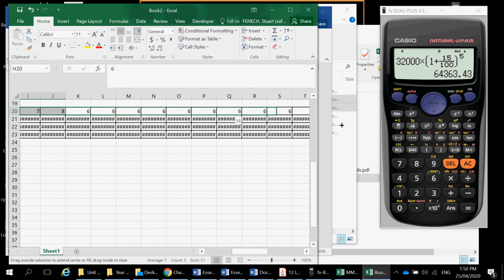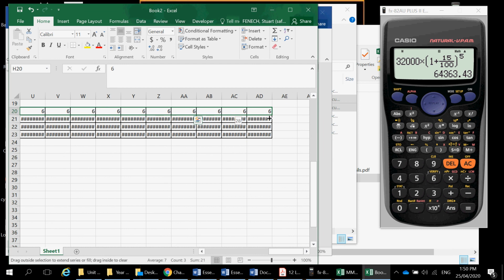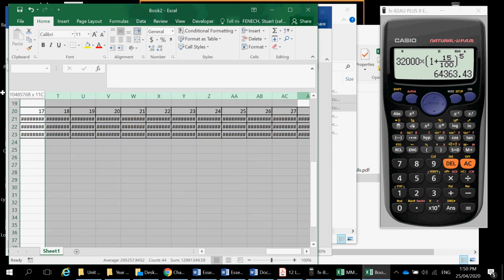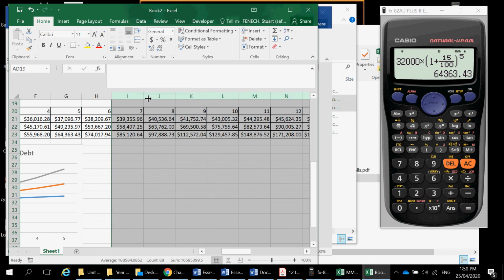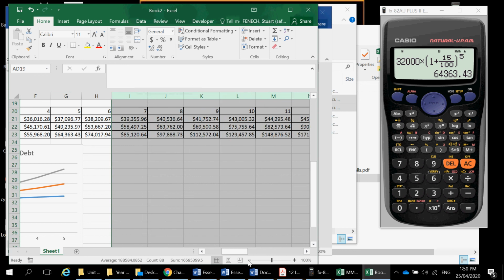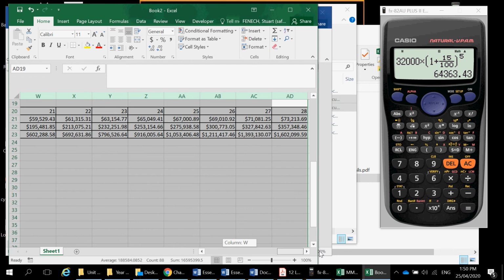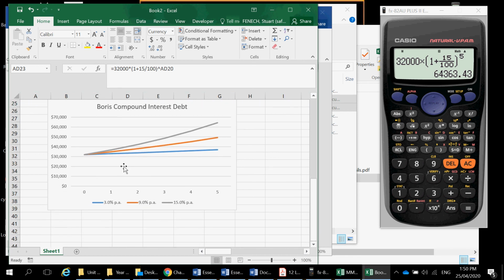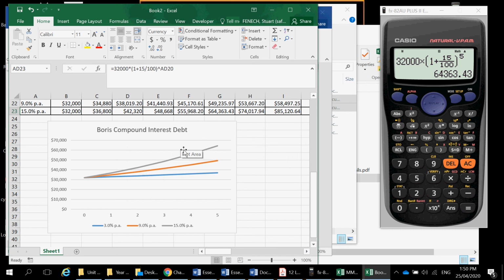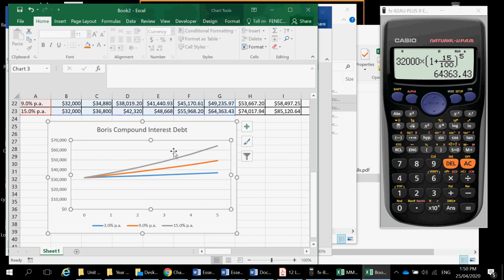It's actually going to show the amount of debt for however many years we want it to go out. There we go, 28 years. If Boris continues not to pay anything and ask for trouble, look at that. At 15%, after 28 years, he owes $1.6 million. So compound interest is remarkably powerful over long periods of time, particularly if you have bigger values.